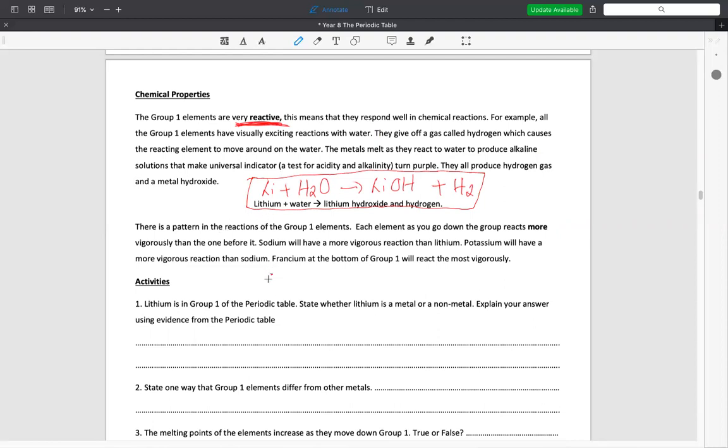So for example, if sodium reacts with water, we're going to get sodium hydroxide and hydrogen as well. And it's exactly the same with all the elements. We will always get the metal hydroxide and hydrogen. So make a note of that. But that is everything you need to know for this lesson.